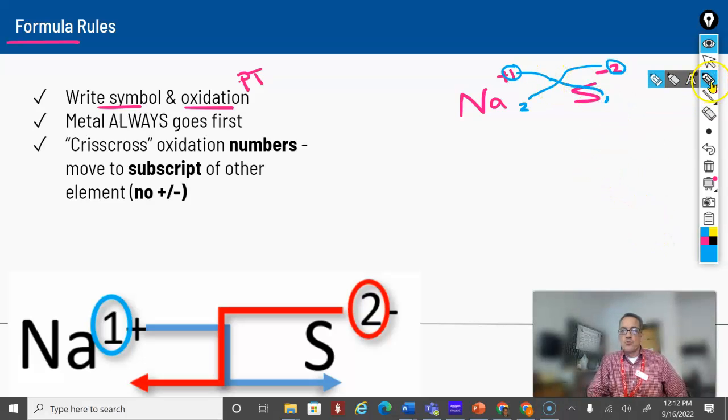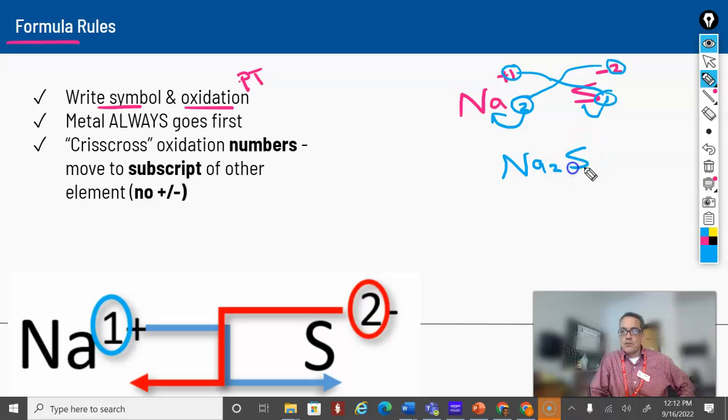And this kind of tells me the ratio. Now notice what I didn't bring along for this. This is just kind of a shortcut. I'm not literally moving the oxidation numbers. It's just a shortcut for us to be able to do it. I don't bring the plus or the minus with us. This tells me what the ratio properly is. So in other words, for these to cancel out, I would need 2 sodiums and I would need 1 sulfur. And so when I finish this up, my properly written formula would be Na2 and then just a regular S.